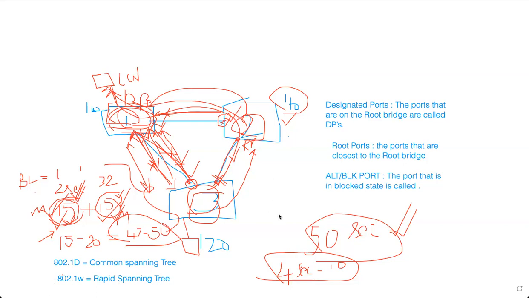Next up is per VLAN spanning tree. Let's clear this. So what is per VLAN spanning tree, guys?